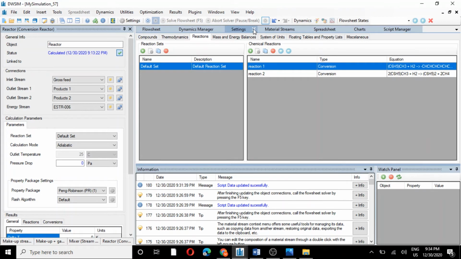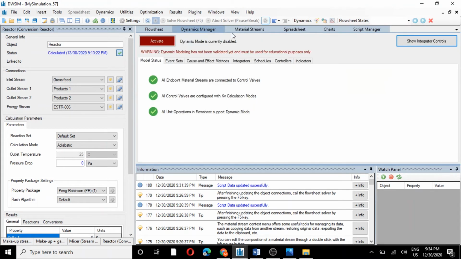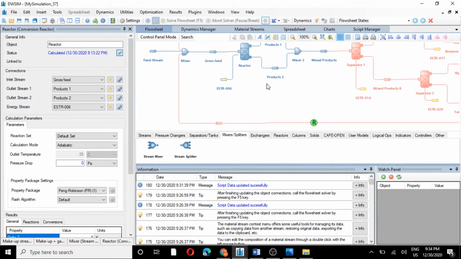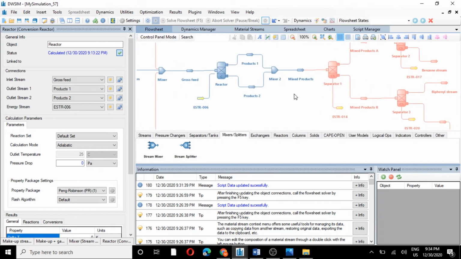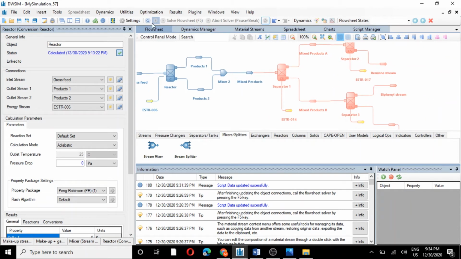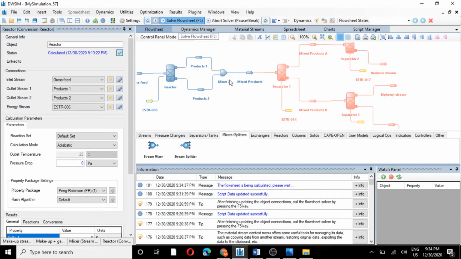Click exit here. Okay, so it's still calculating.